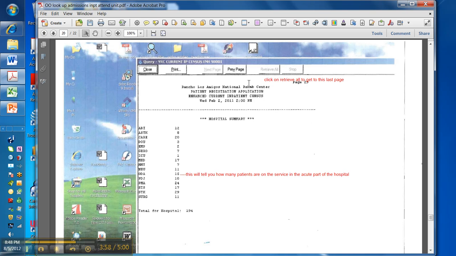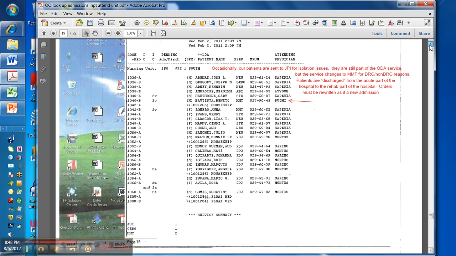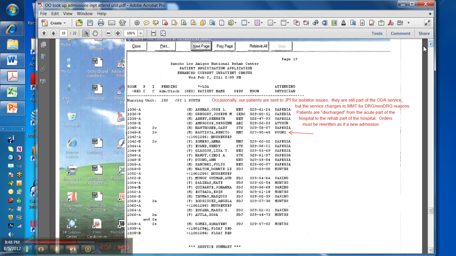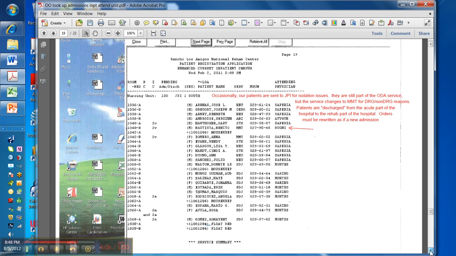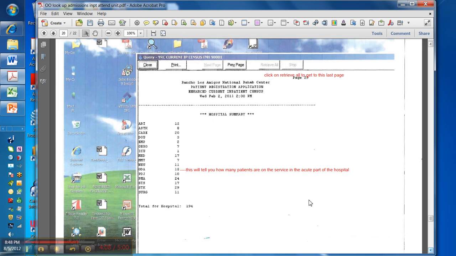And then if you click on Retrieve All, maybe you can see it better from this page here. Click on Retrieve All. Then you'll come up with this last page. And I like to look at this one because then you can see how many patients are on the service. And that way it'll help you see if you've missed anybody.